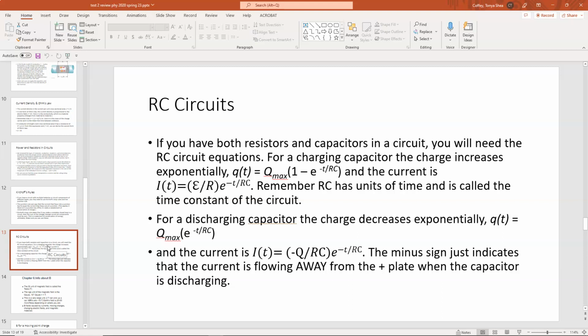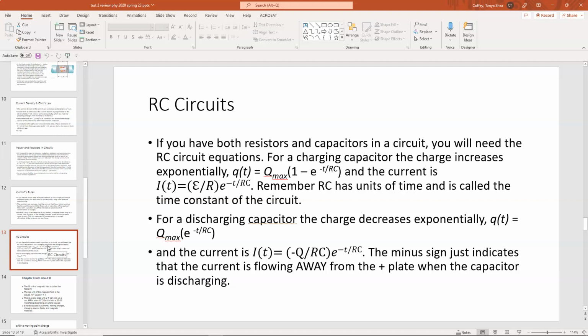The charge on a capacitor with time will equal the max possible charge, which is, by the way, dictated by the equation C is equal to Q over delta V, so the max possible charge, times 1 minus e to the minus t over RC. Okay? Here, RC is the time constant, and it does have units of time, however strange that might seem. You're just multiplying the resistance times the capacitance of the circuit.